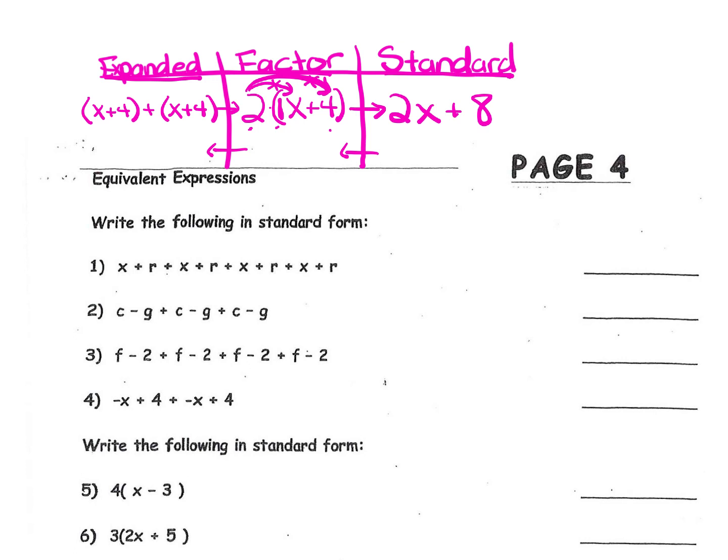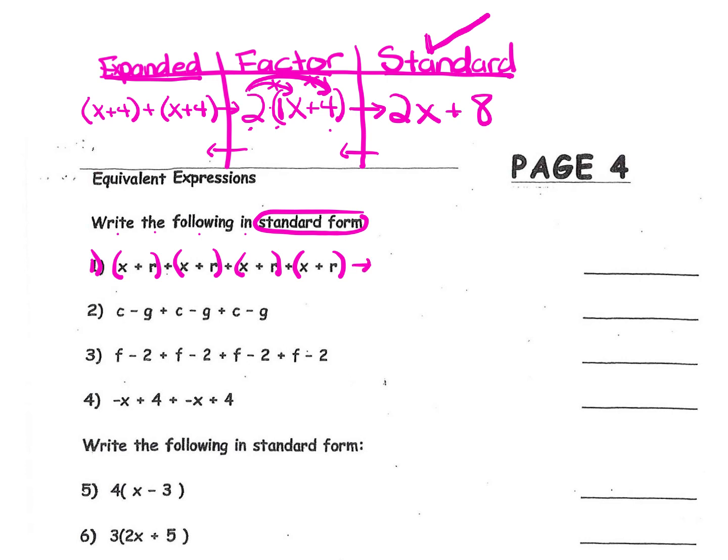Let's start with number 1. This section says, write the following in standard form. So it wants us to represent the answer in standard form. As you look at number 1, clearly it's expanded. We're going to group together the x plus r. There are 4 x plus r quantities. So in the work area, let's write that expanded form.